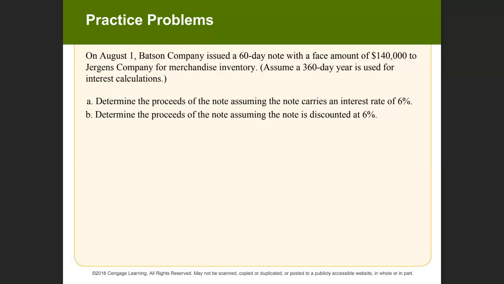Last one. On August 1st, Batson Company issued a 60-day note with a face amount of $140,000 to Juergens Company for merchandise inventory. We're going to assume they have a 360-day year, and they want us to do two things. They want us to determine the proceeds of the note, assuming the note carries an interest rate of 6%, and then determine the proceeds of the note if it has a discount rate of 6%.